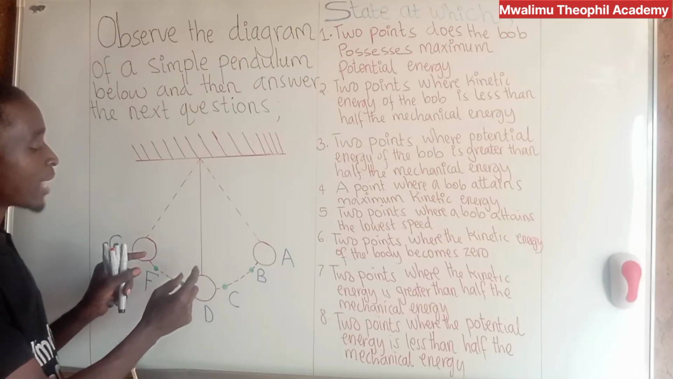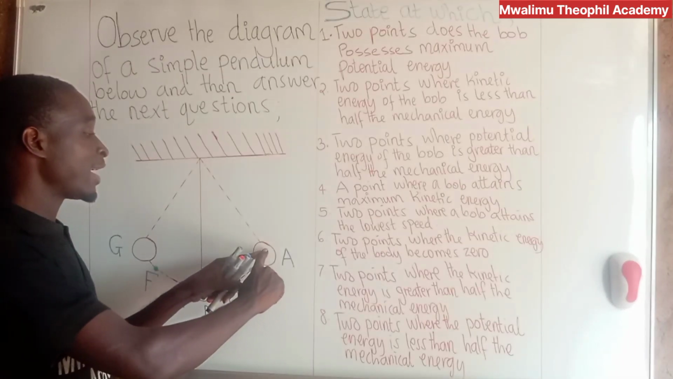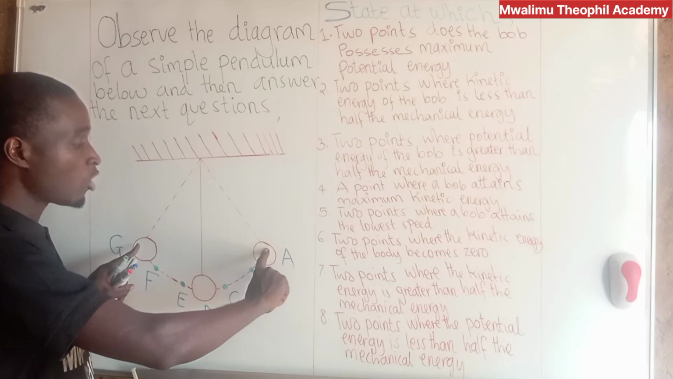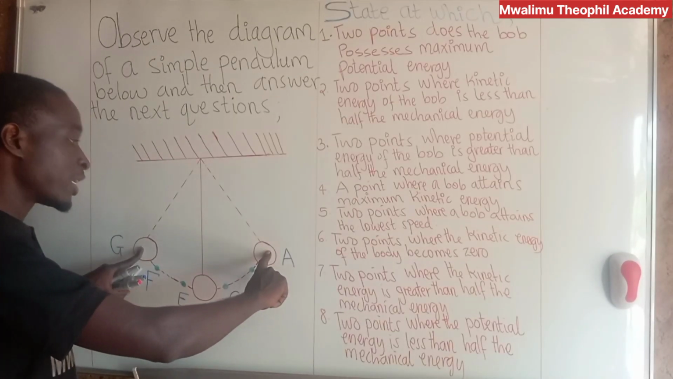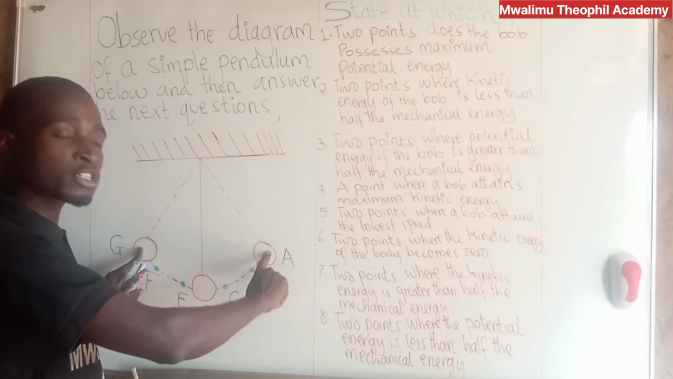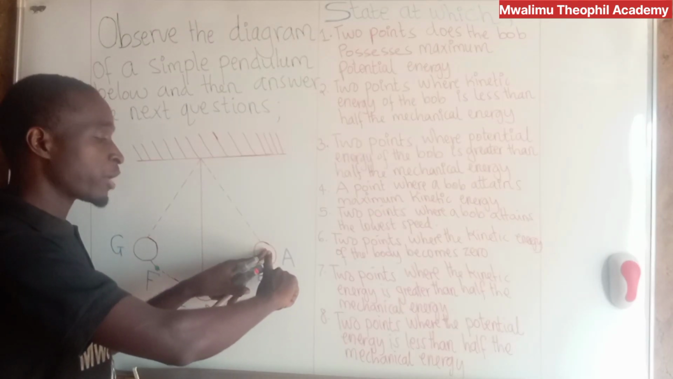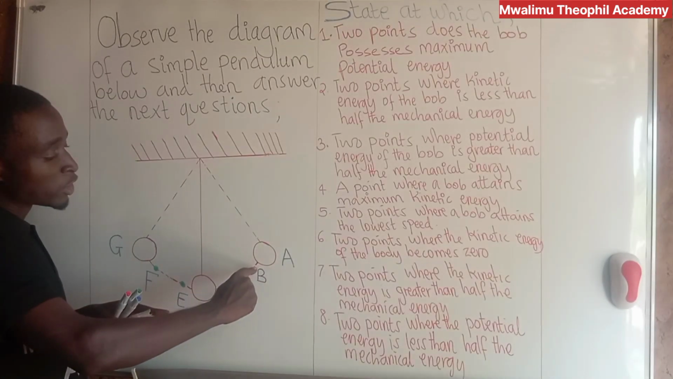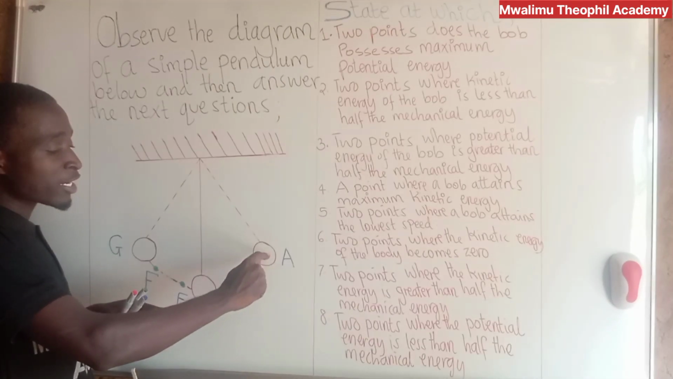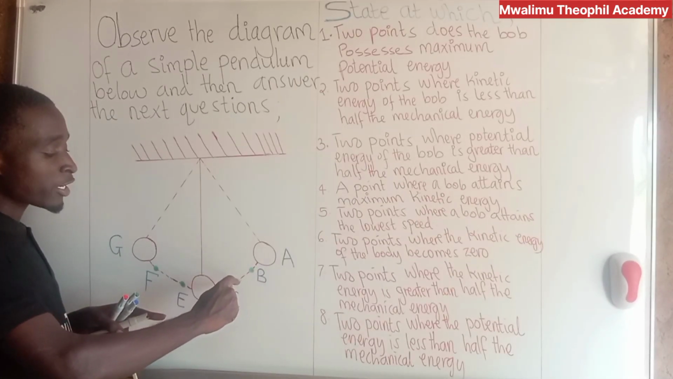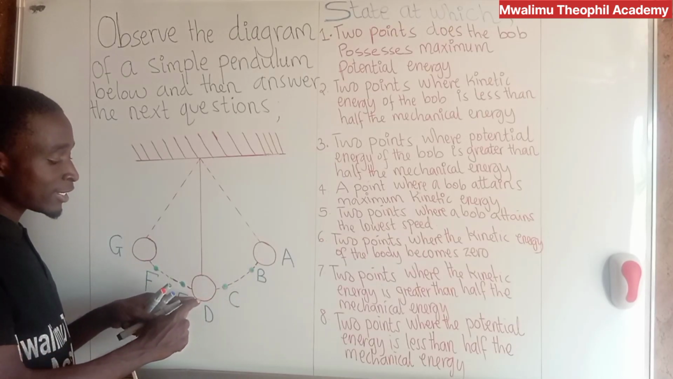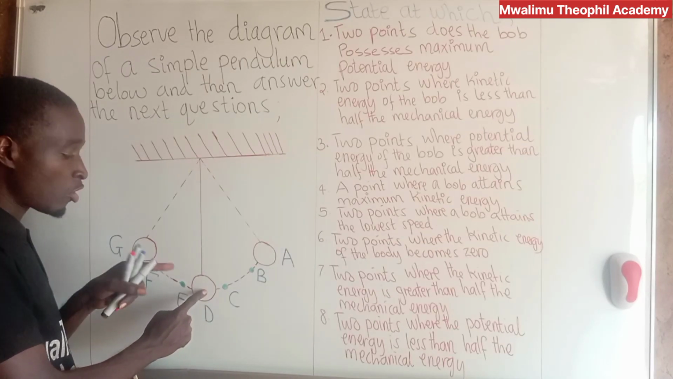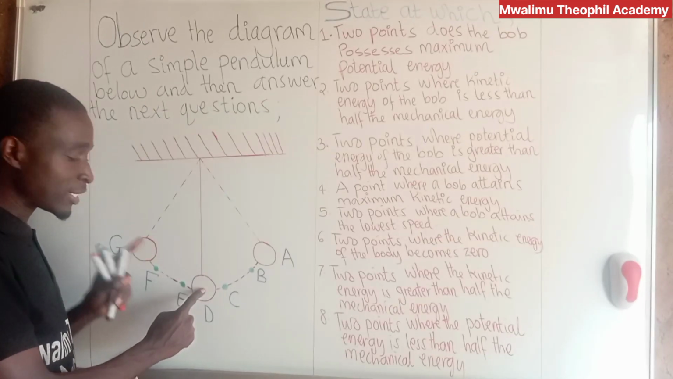You have to know that as the bulb oscillates, at point A and point G it attains maximum height. So at these 2 points, its velocity becomes 0. So from point A to point B, the velocity starts to increase from 0, and when it reaches point D, it possesses maximum velocity. So at point D, the bulb attains maximum kinetic energy.